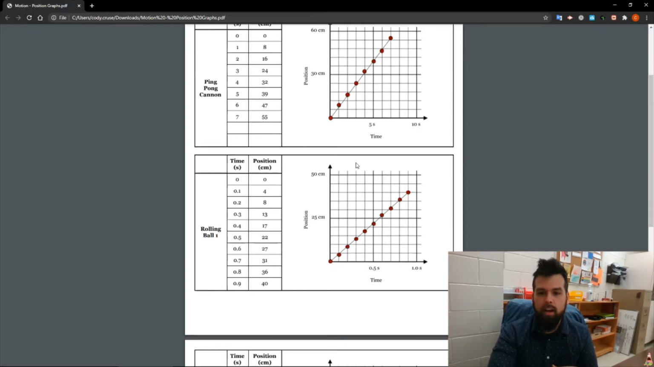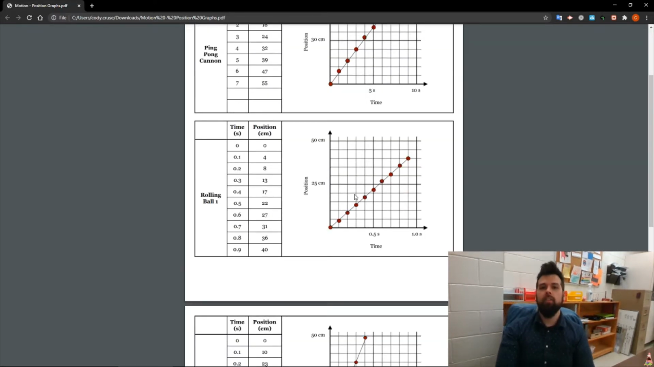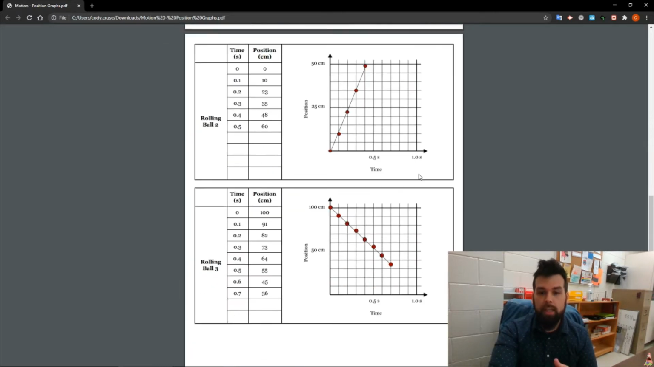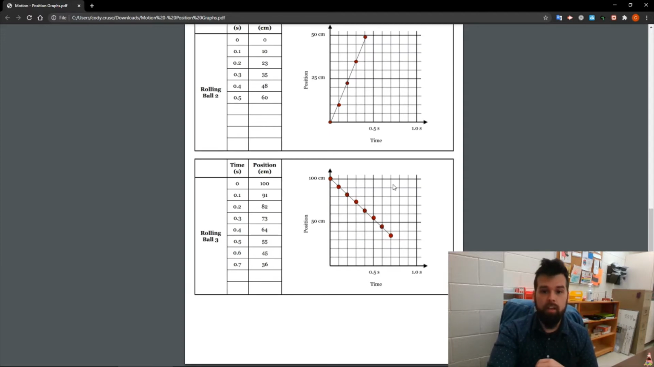Let's try on a different graph, maybe. Let's find the last position of this object for graph 2. So this graph went 0.9 seconds. So if we go all the way over to 0.9, which is right there, and come up, we can see that it hits at the 40 centimeter mark. So the position is 40 centimeters. You can do this for any one of these graphs. It's the same every time. Find the time, come up to find the position.